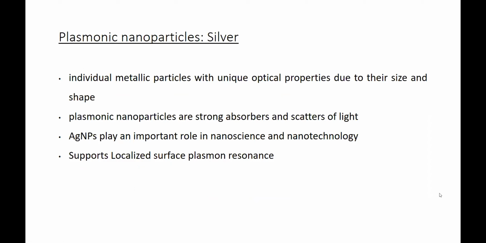The plasmonic nanoparticle that I incorporated is silver. It is an individual metallic particle with unique optical properties due to its size and shape, and it is comparatively low cost relative to gold and platinum nanoparticles. Plasmonic nanoparticles are strong absorbers and scatterers of light, and most importantly, they can be used in nanoscience and nanotechnology, and they support localized surface plasmon resonance. And the structural characterization. Can I have the next slide, please?